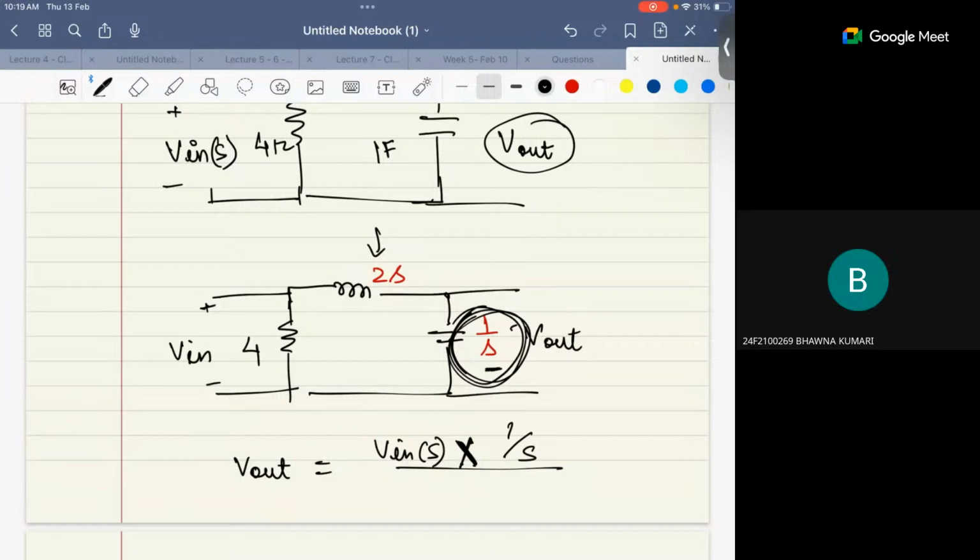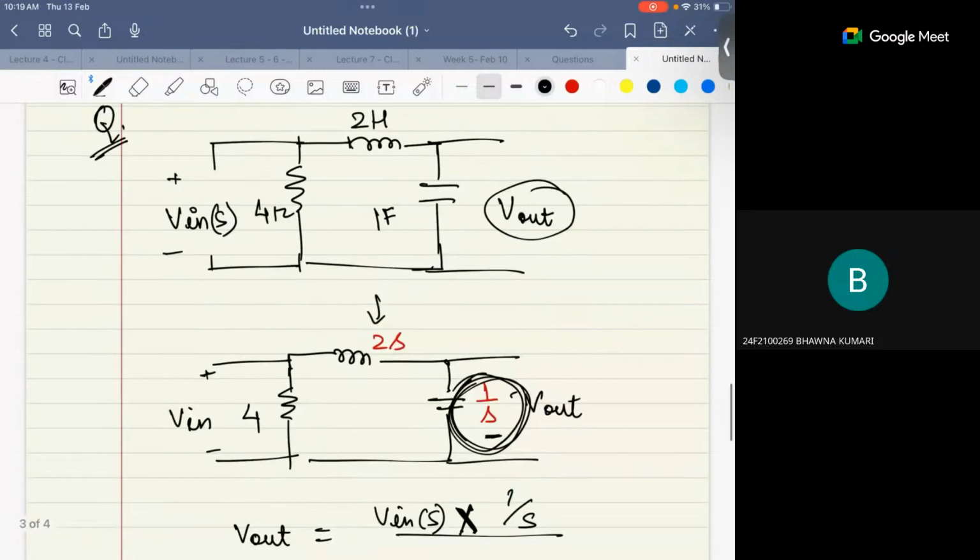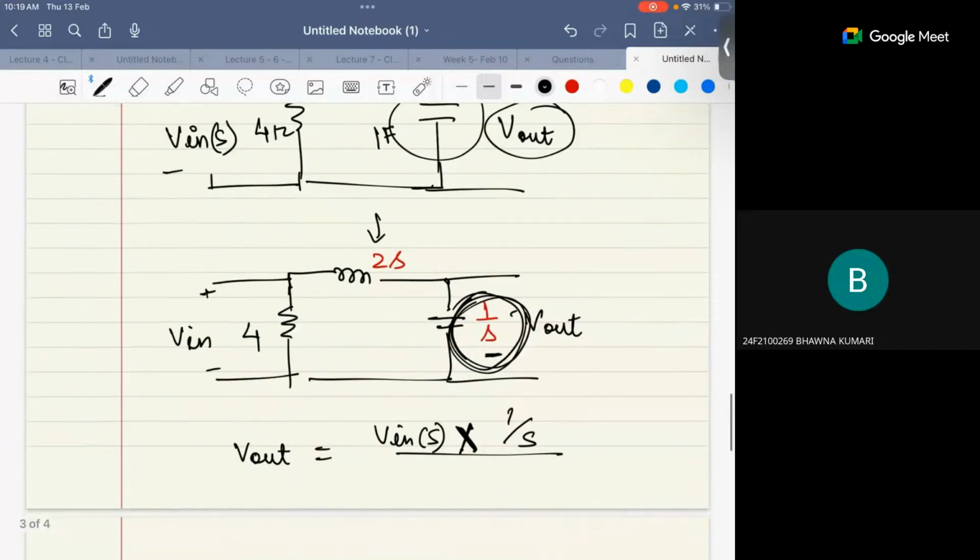Voltage divider rule you can use here, because you have to calculate V out, right? V out is the voltage across this capacitance. So across this 1 upon s impedance, you can calculate V out in terms of V in, and then you can take the Laplace inverse to get it in the time domain, if you want it in terms of t. Okay, sir. Got it, right? Okay.